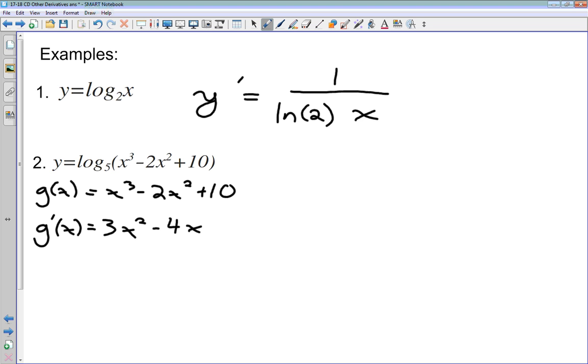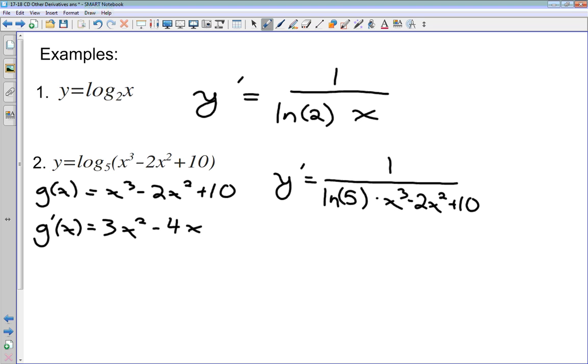So our derivative of our whole thing here, y prime, we need to have 1 over, our base is 5, so we're going to have ln 5 times that inner function g of x. So ln 5 times x cubed minus 2x squared plus 10.